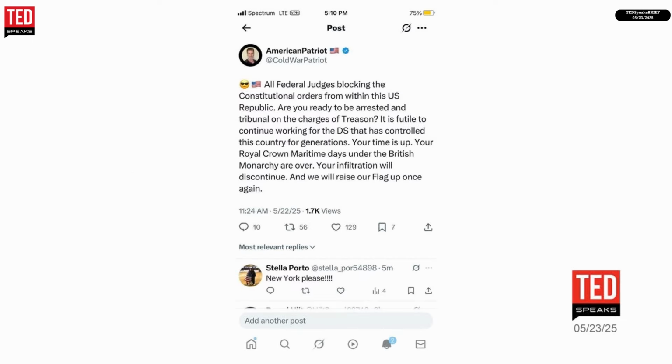All federal judges blocking the constitutional orders from within the United States Republic. Are you ready to be arrested in tribunal on the charges of treason? It is futile to continue working for the deep state that has controlled this country for generations. Your time is up. Your Royal Crown maritime days under the British monarchy are over. Your infiltration will discontinue, and we will raise our flag up once again.